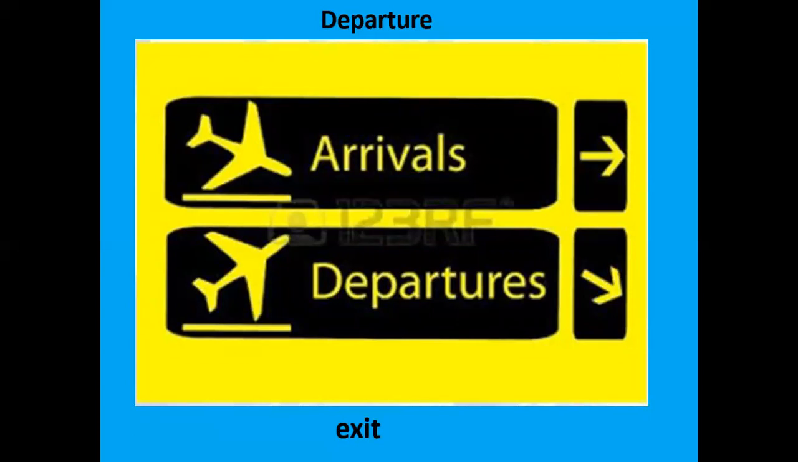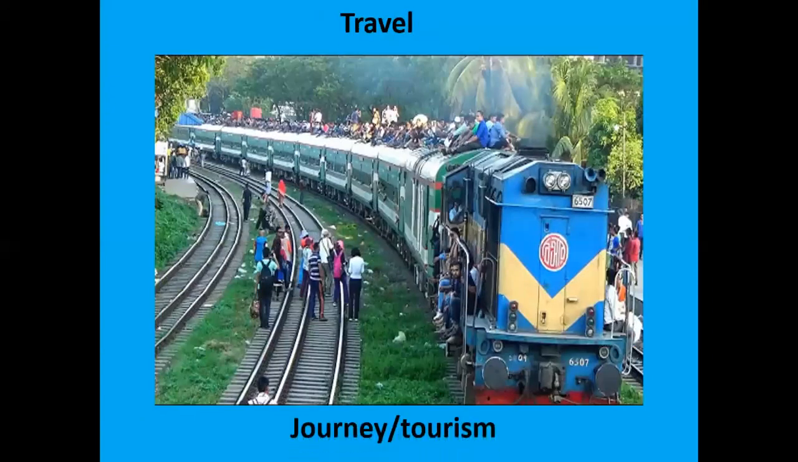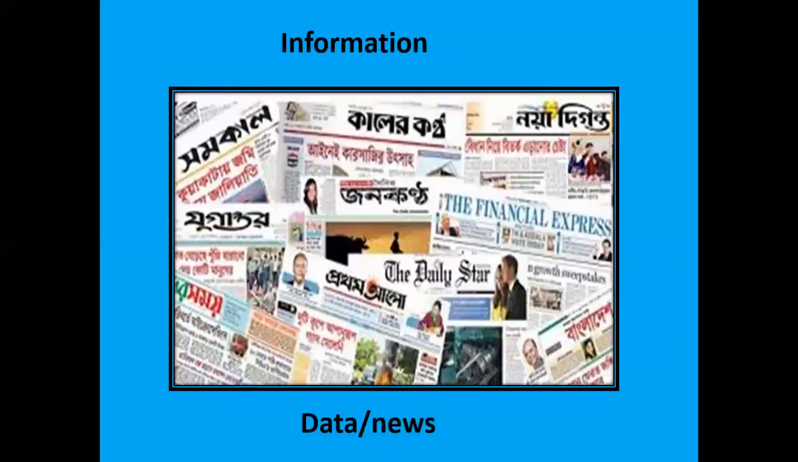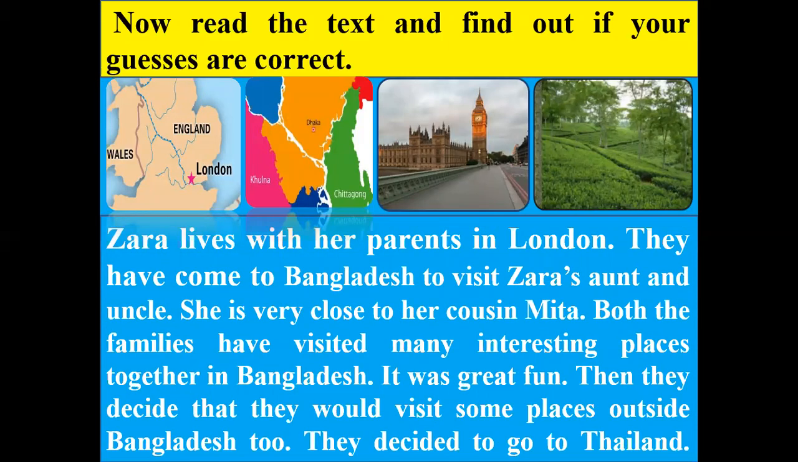Word departure means exit. Word form means procedure. Word travel means journey or tourism. Word information means data or news. Dear students, now let us read the text. Now bring your book and open Unit 6, Lesson 1 and try to read the text.